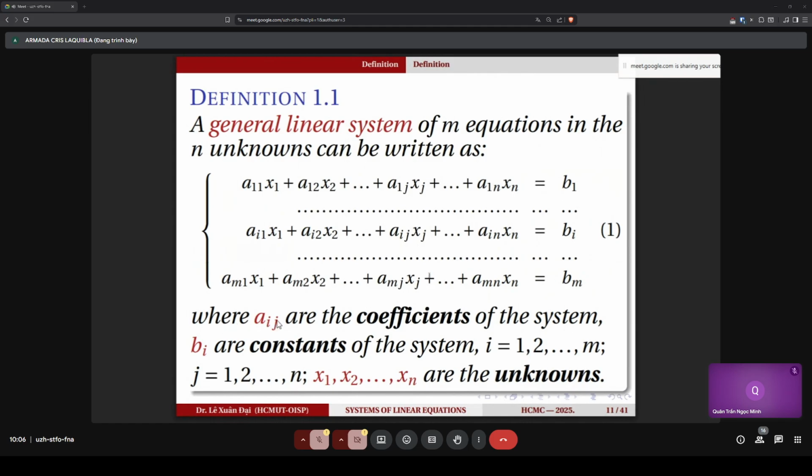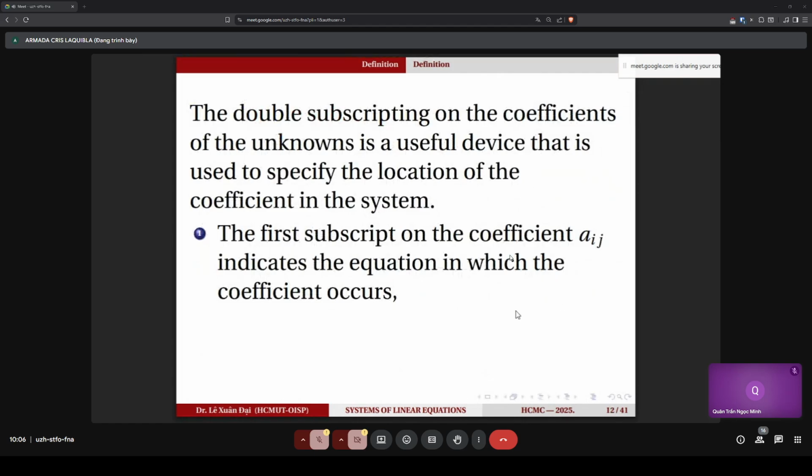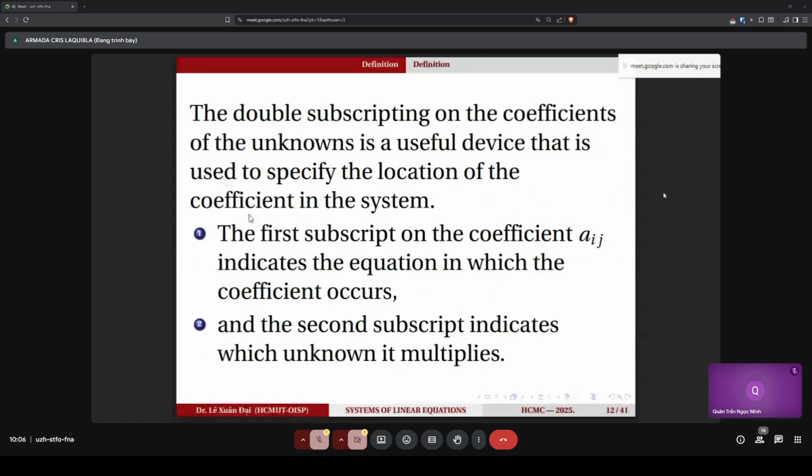Okay, where the a sub i j are the coefficients of the system, and the b sub i are constants, from i equals 1 to m, then j from 1 to n, and then x sub 1 up to x sub n are the unknowns. Okay, and we have this information.